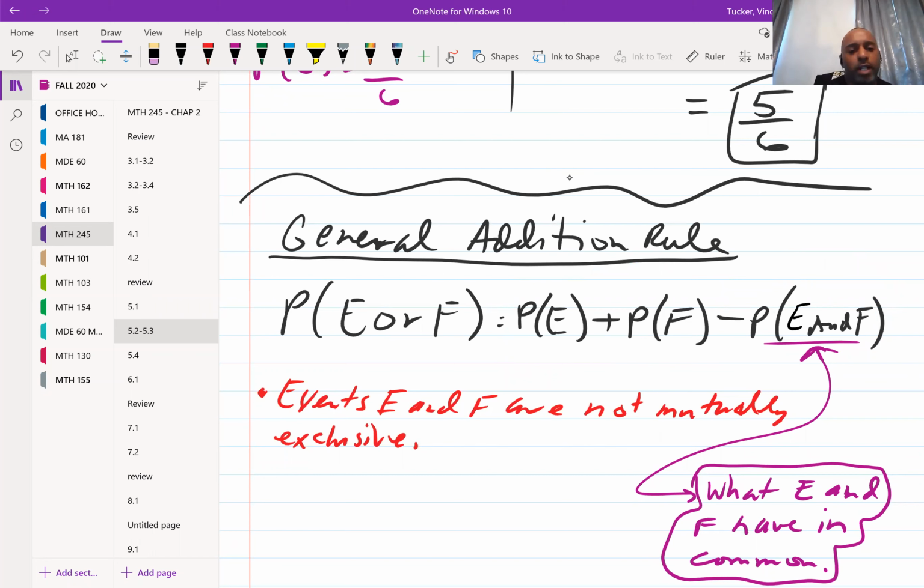But if we're looking at it generally, if events E and F are not mutually exclusive, that's when this comes into play. That's the piece that includes what E and F have in common. So you see that we're adding the probabilities and then we're going to subtract what they have in common. And you'll see why that has to occur in a second. So I'll show you an example that solidifies why we have to subtract what they have in common. I'll give you guys a chance to write that down first.